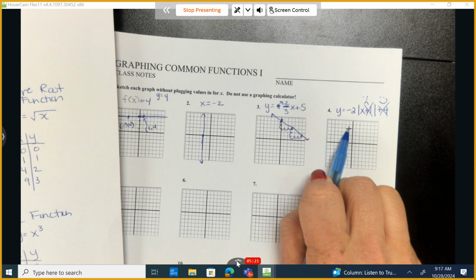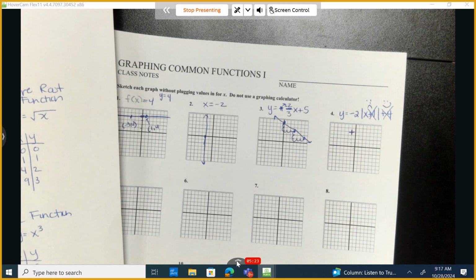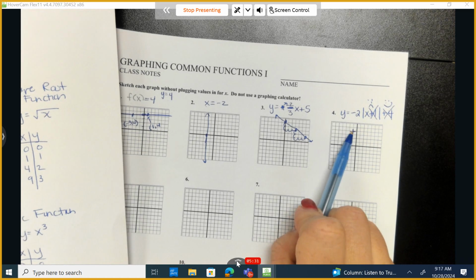So this bullseye for every common function is 0, 0. Pay close attention, you have a quiz tomorrow. And your quiz is in a new category that's 20% of your overall grade. Okay, ready? So here is 0, 0.